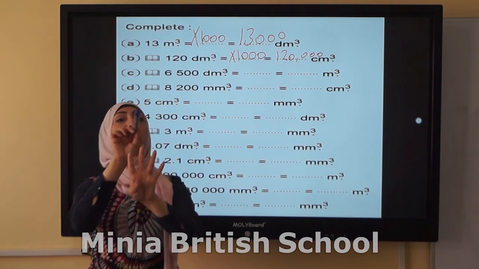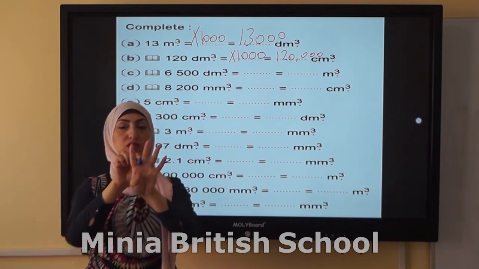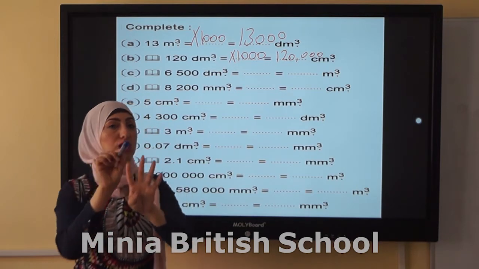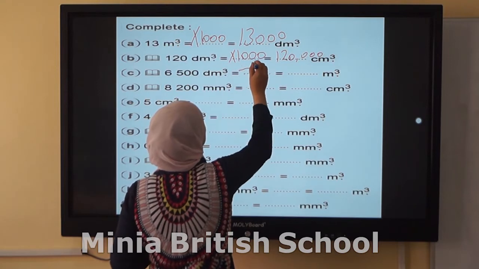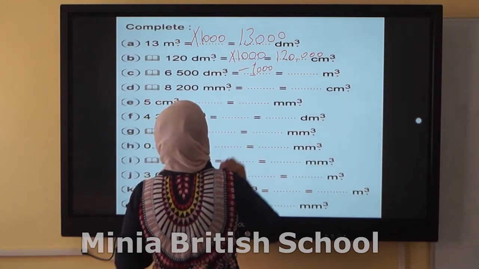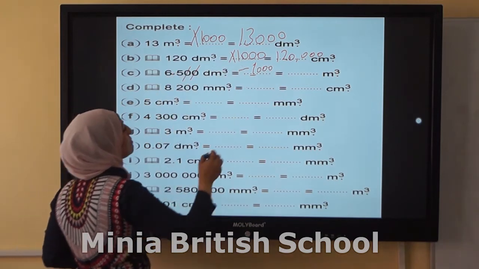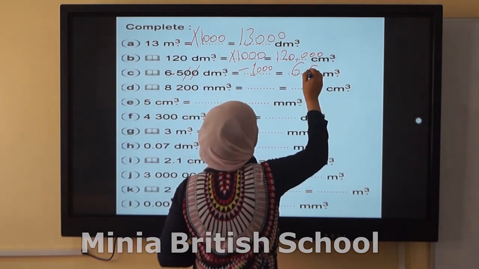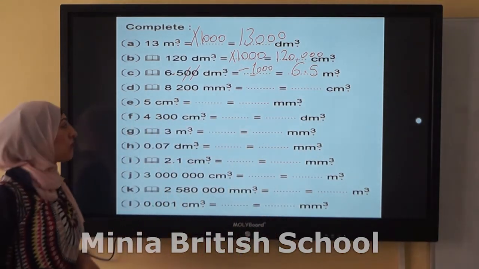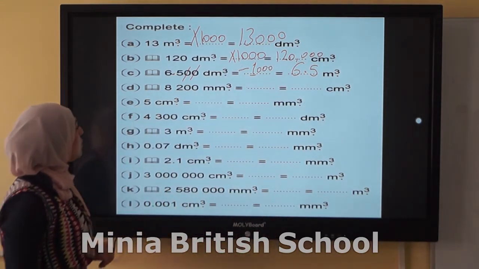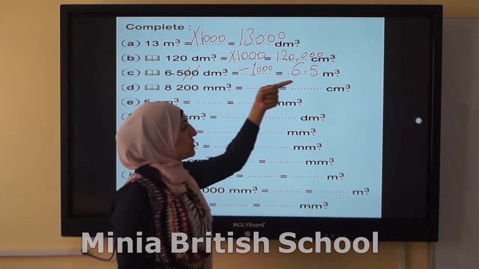The next one, from millimeter to meter, from smaller unit to larger one, so I will divide. Divide by, there is 10, it means 1,000 in the cubic, so I divide by 1,000. Divided by 1,000. So here, 6.5 cubic meters.